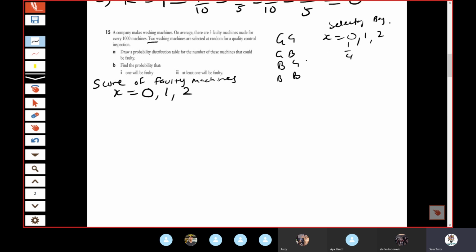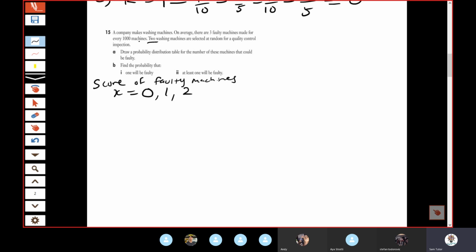The probability of one boy is a half. The probability of two boys is also a quarter. And that's the idea. That's what we're trying to work out. So we're trying to work out these 0, 1, 2 cases. So we're isolating it. Anyways, we'll do some more problem-solving questions. But do we get that now? Like the score of faulty machines is 0, 1, and 2.